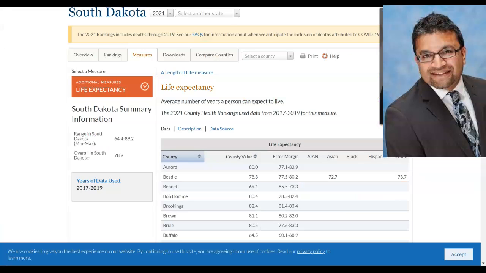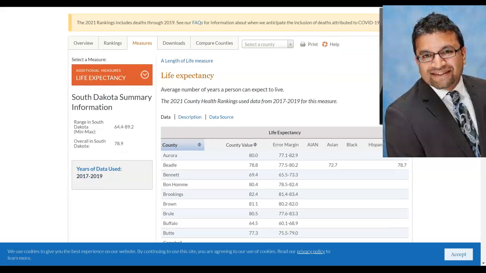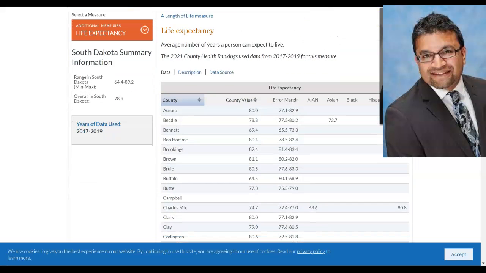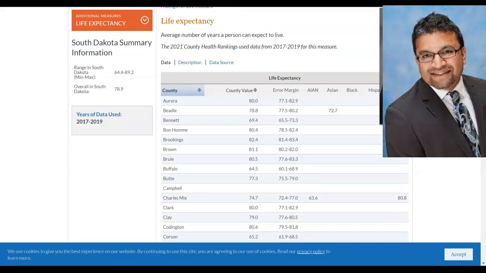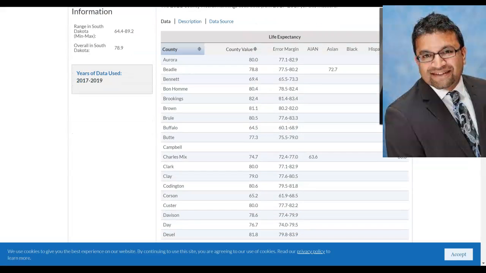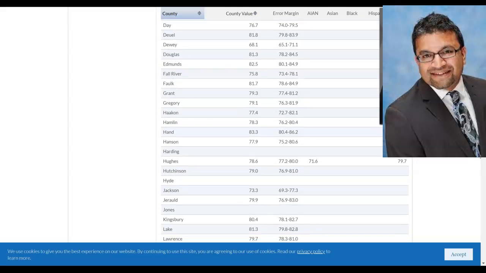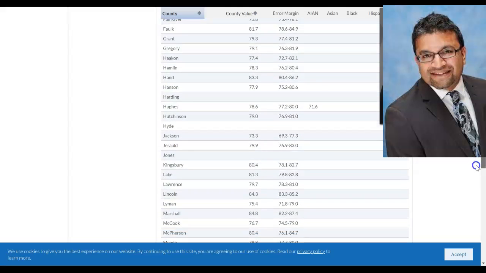So after I visited the Social Explorer website and found that there was extreme poverty within Oglala Lakota County, I wanted to confirm this by looking into another important geospatial website, which is County Health Rankings. In here, I also was trying to look for the county value and looking at another important measure that is a reflection of poverty and socioeconomic status, which is life expectancy. So here I took South Dakota, the data available from there, and also browsed through the list.